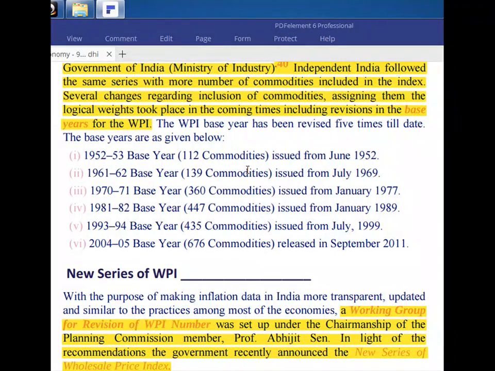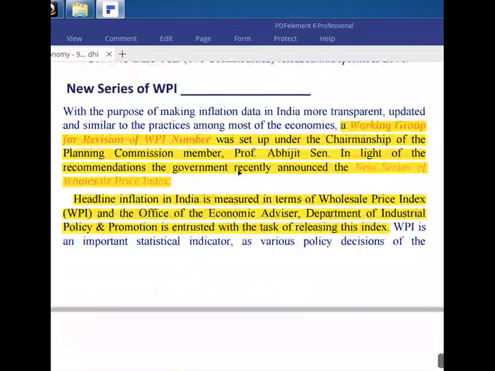Here the number decreased. Issued from July 1994, and then the 2004 to 2005 base year, with 676 commodities, released in September 2011. So this is the new series of WPI.